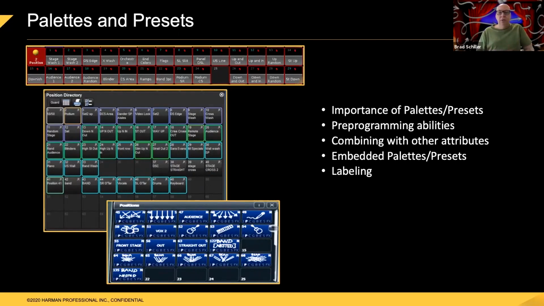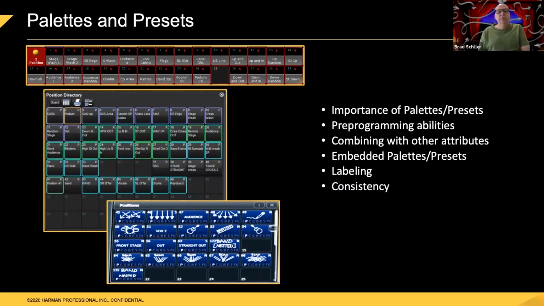And then lastly, what we're seeing now is consoles are allowing you to add images or scribbles to your palettes or preset labeling. So now not only can you have a word description, but you can do a little drawing, as you see there with the beams and things, and that's from the Avolites desk, that picture there. But now other consoles are doing that as well. Very, very useful and interesting.